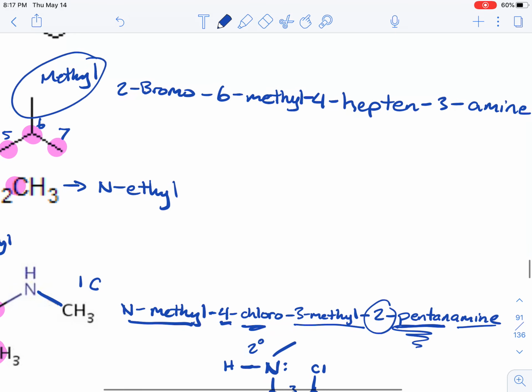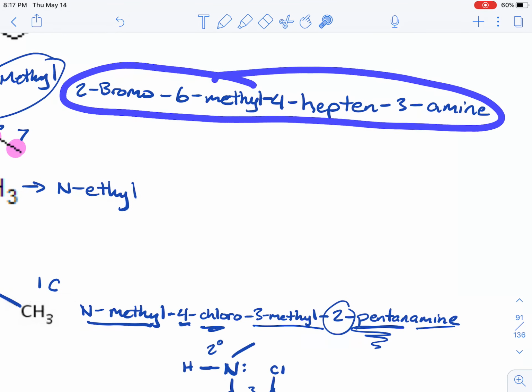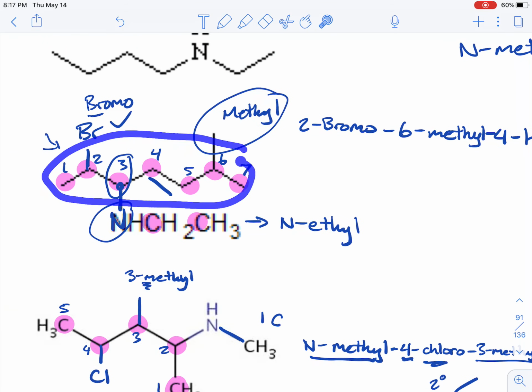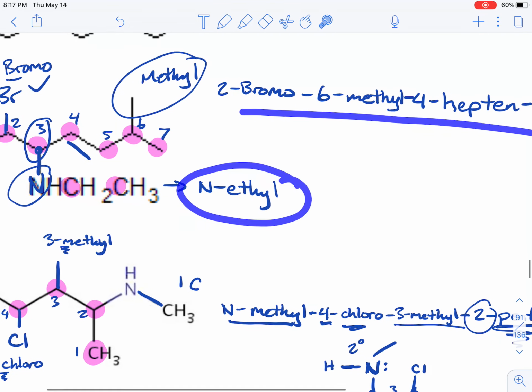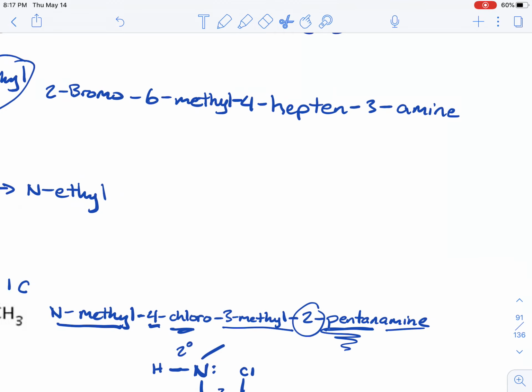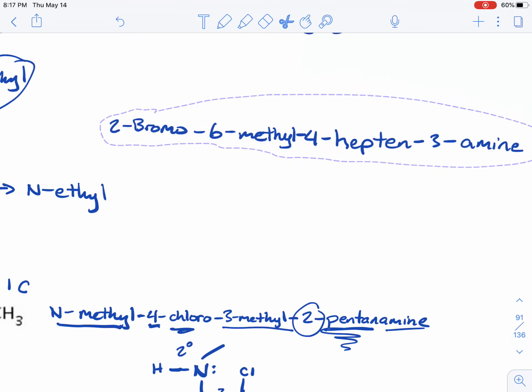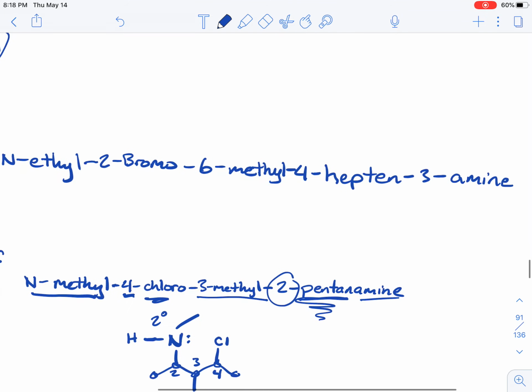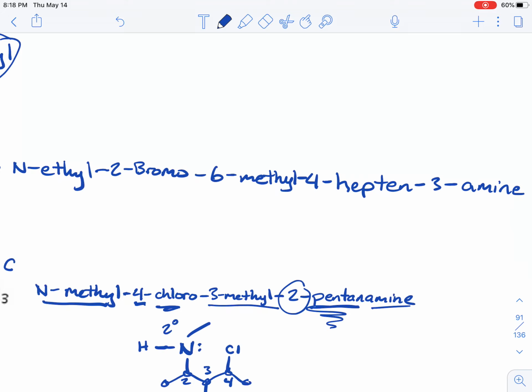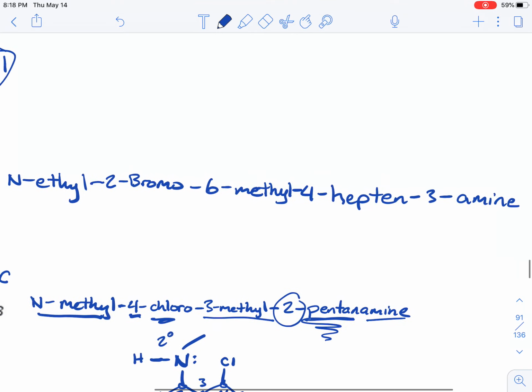-4-hept-10-3-amine. And so this entire name is reflective of this parent chain. So the last thing that I need to add to this name here is going to be the N-ethyl. And so the N-ethyl is always going to be first. And so I'm simply going to move this whole name down and put a dash in front of the 2. And so the name of this structure is going to be N-ethyl-2-bromo-6-methyl-4-hept-10-3-amine. Pretty long name.